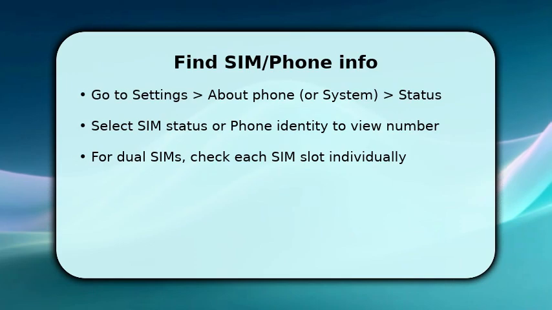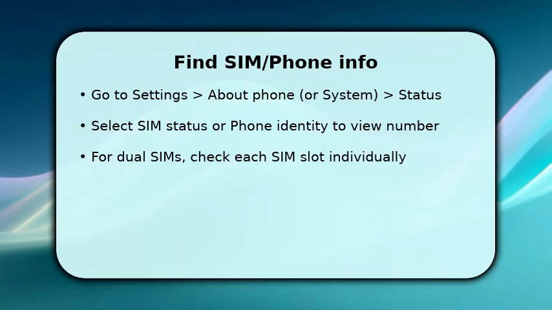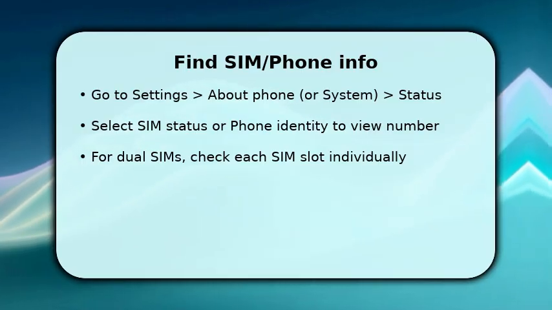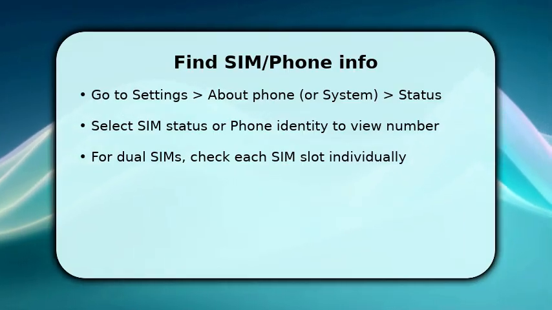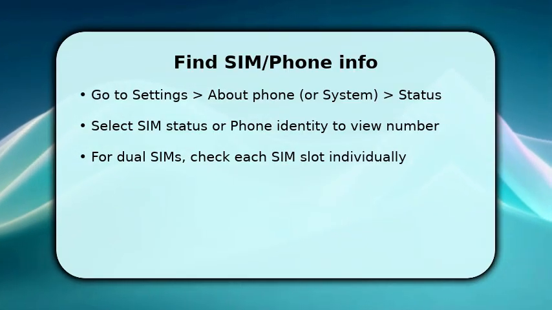Now navigate. Tap About Phone or System, then open Status or SIM Status. You'll see phone number or My Phone number listed for the active SIM. If you have dual SIMs, switch to each slot and read both entries.